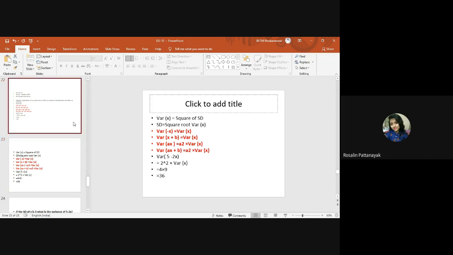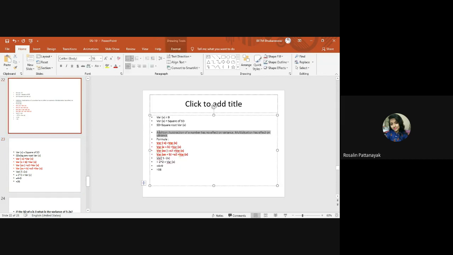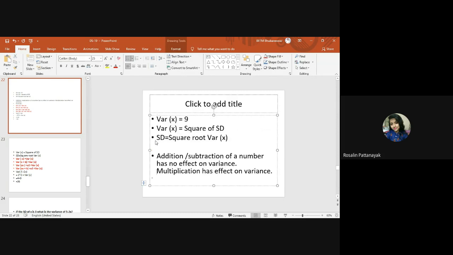Yes, sir, that is why I have minus. Exactly, that is why I just delete these things and show you those conditions. In case of calculation of variance, addition or subtraction of a number has no effect on variance. I repeat, addition and subtraction of a number has no effect on variance. Multiplication of that number has an effect on variance.